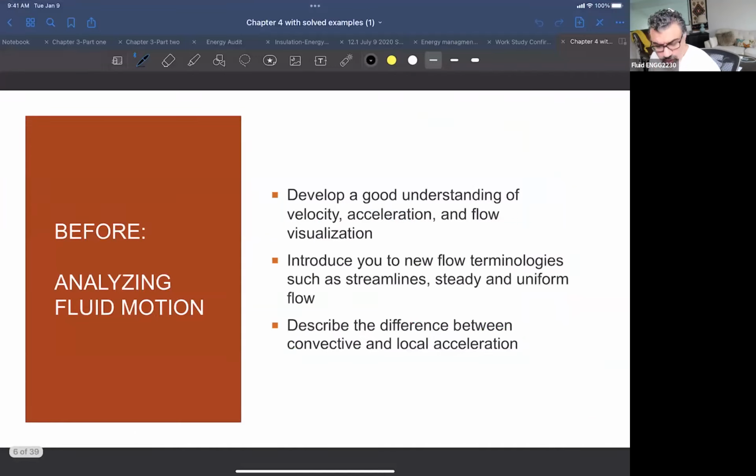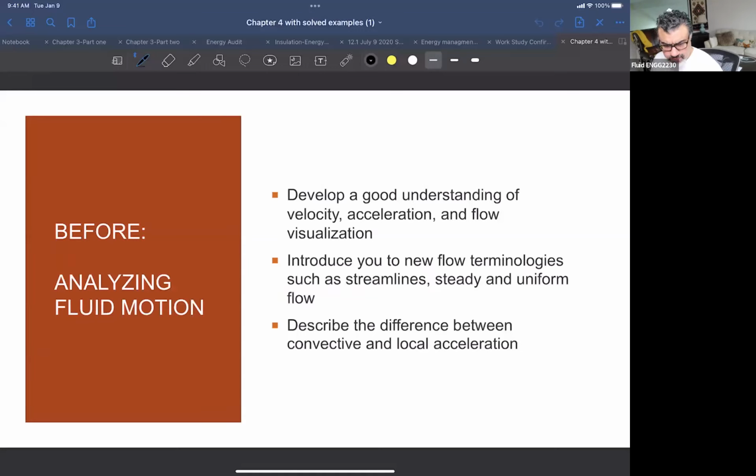But before we even understand how this analysis transforms the conservation equations into computer code, we have to understand a few principles, and those principles are related to the kinematics of the fluid: velocity, acceleration.